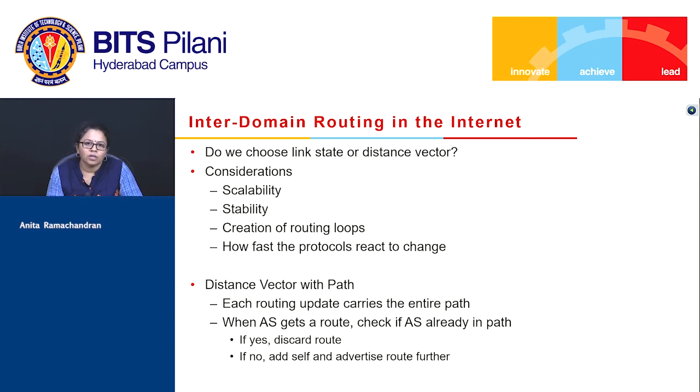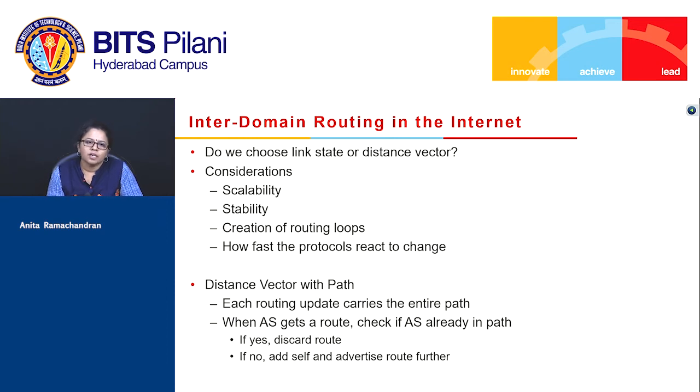There should not be routing loops created, because the scale at which the protocol has to operate will be in terms of millions of connected devices. And also how fast the protocols react to change. For example, if a link goes down, it shouldn't take eternity for the routing protocols to establish an alternate path.